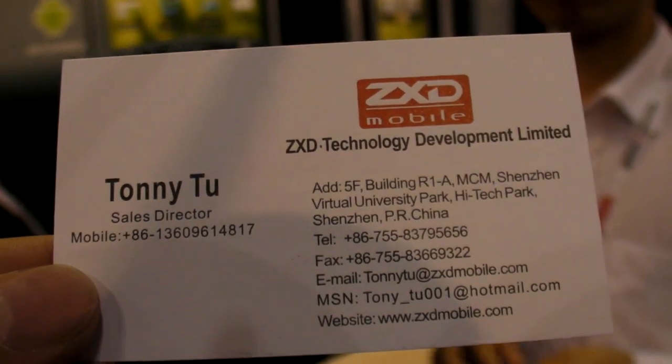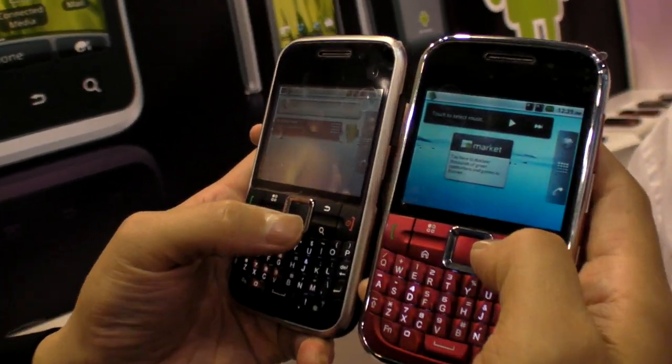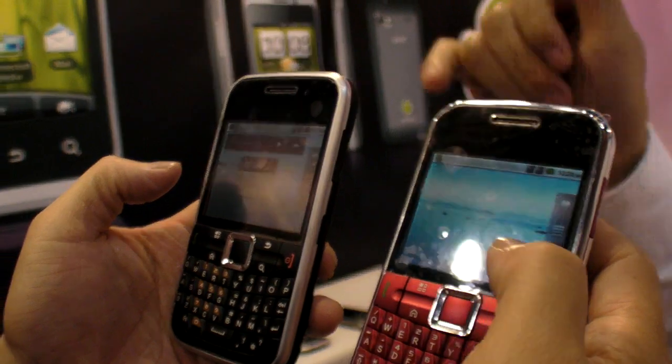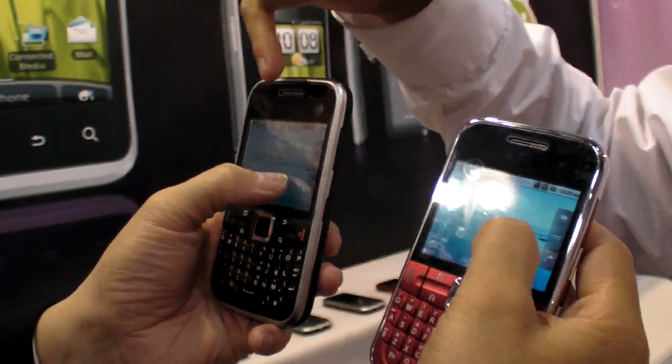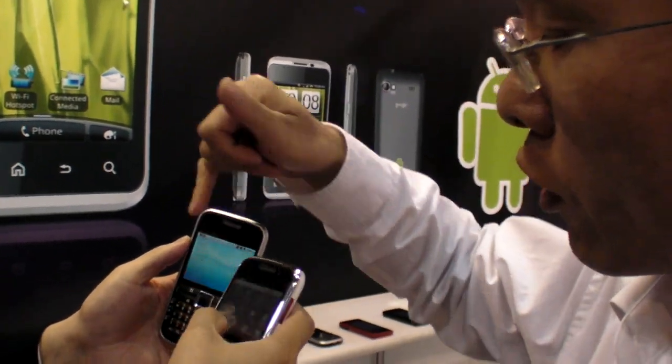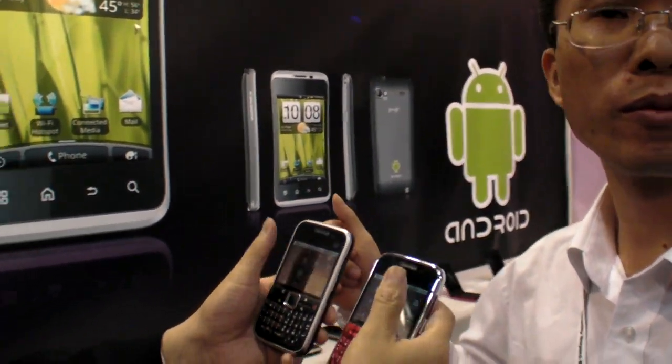So we're here at the ZXD Technology Development Limited. And yes, you have this style of Android device right here. How much does it cost? What's the price? This one, the QWERTY with QWERTY and touchscreen, is 79. And this both different colors. Yeah, 79 US, yes.